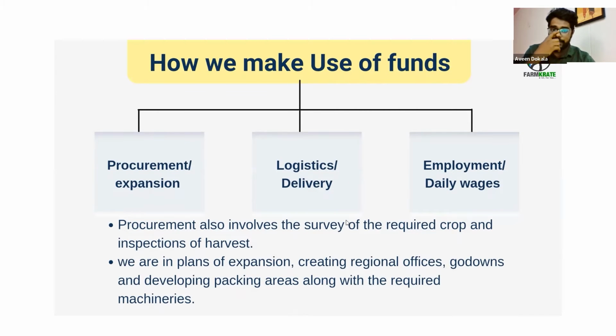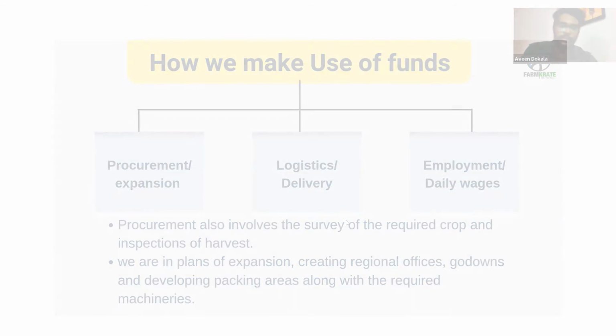Now, how we make use of funds. For example, if a company is funding us, investing in Farmkrate, then these are the main criteria where we are going to invest and use our funds.